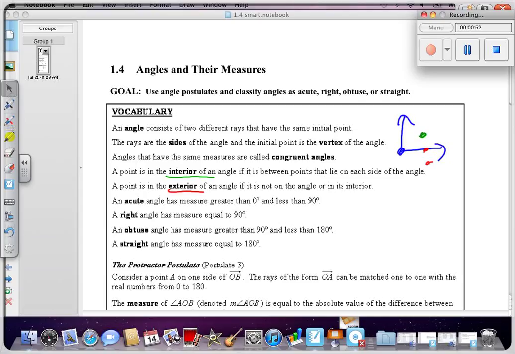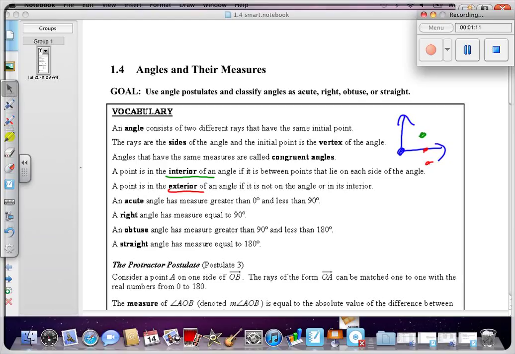An acute angle is cute. It's between 0 and 90. It's little. A right angle has a measure of 90. And obtuse, it's like obese. It's bigger than 90, less than 180. And a straight angle is 180.